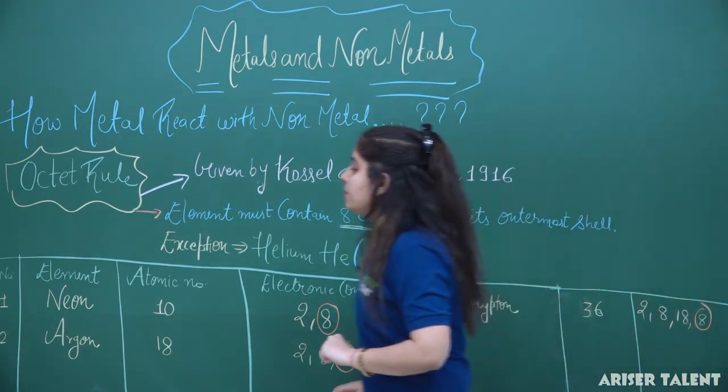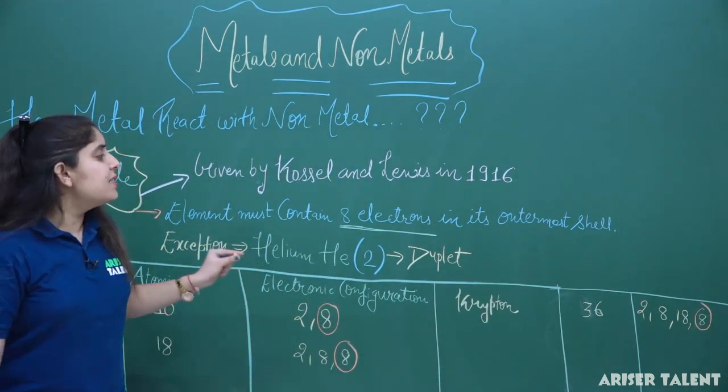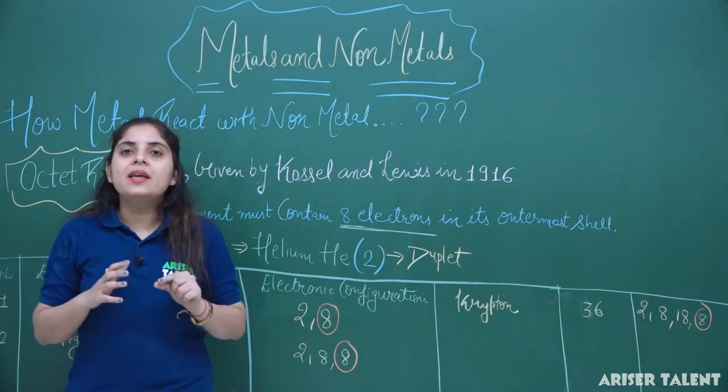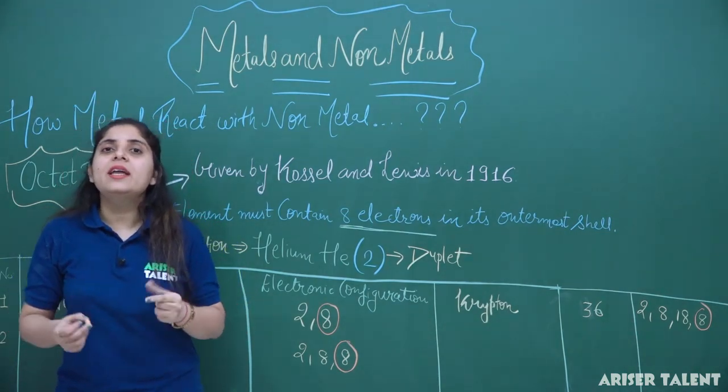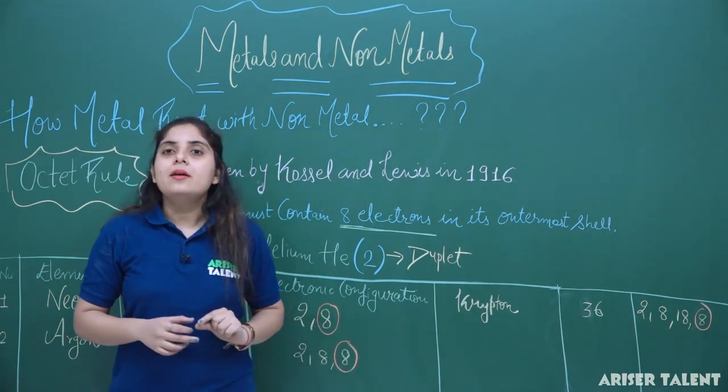So we can see here these noble gases have 8 electrons in their outermost shell. So we can say that their octet is complete and they are chemically inactive. They do not need to acquire any extra electron from the neighboring atom to complete their octet.